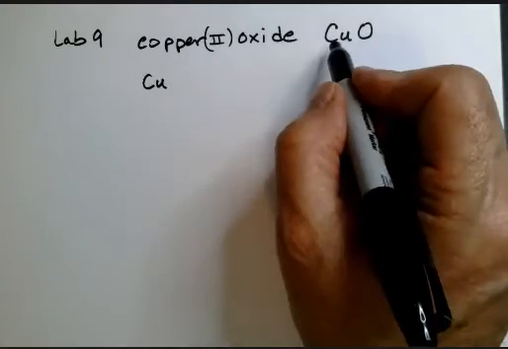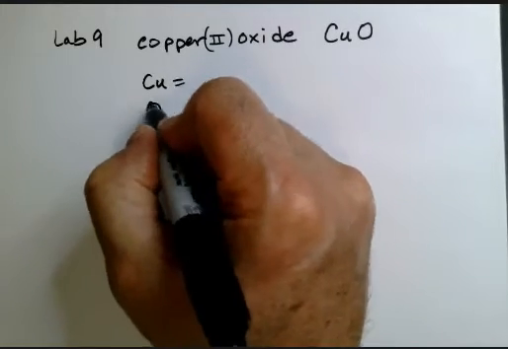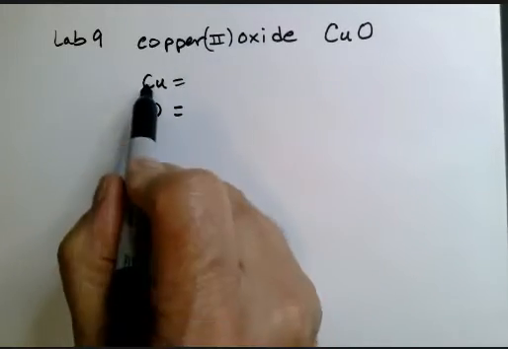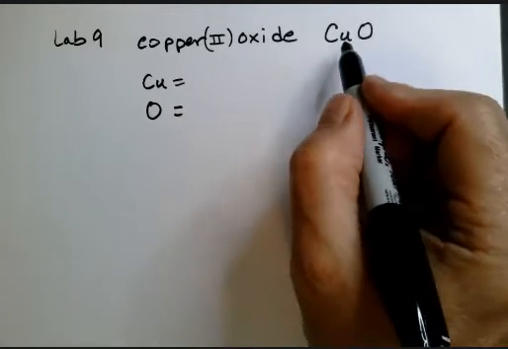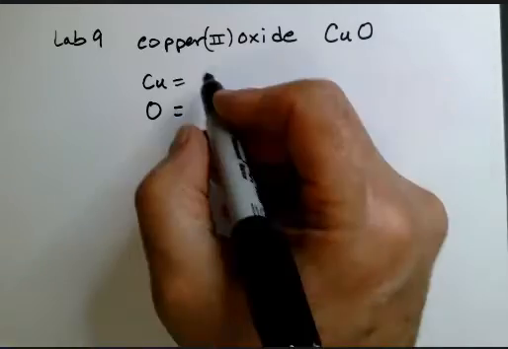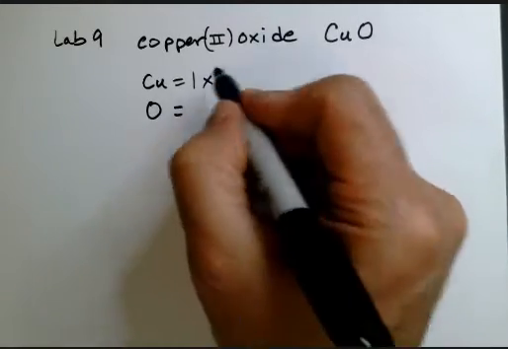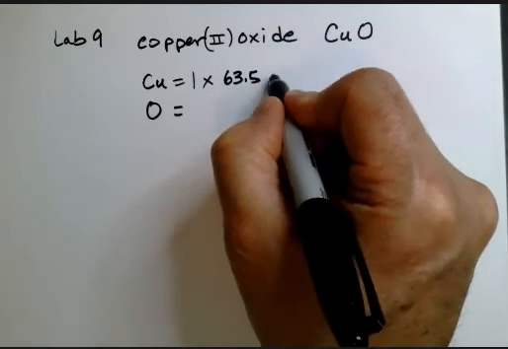I look on the periodic chart for the mass of copper and oxygen. Anyhow, the first thing I do is I list the elements in the formula, and I list how many of them. There are no subscripts here, so it's understood to be 1. There's 1 copper, and when I look it up on the periodic chart, it is 63.5 grams per mole.